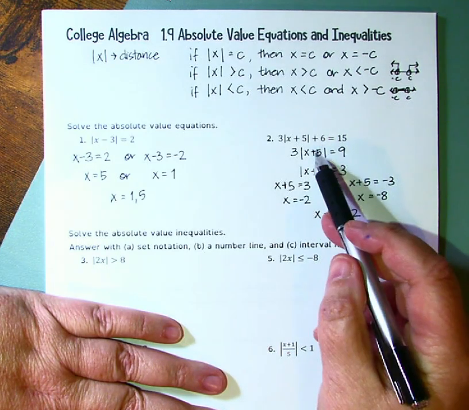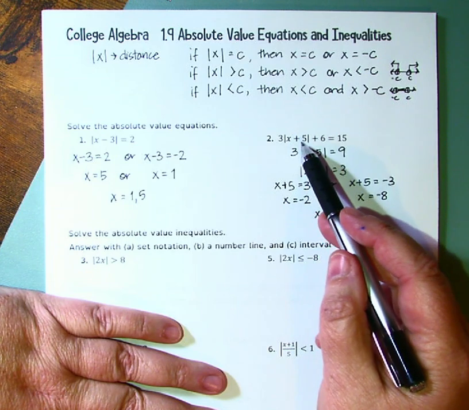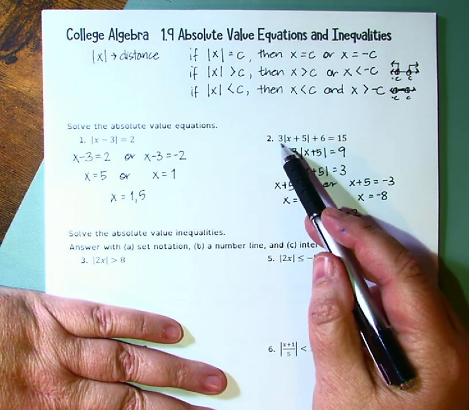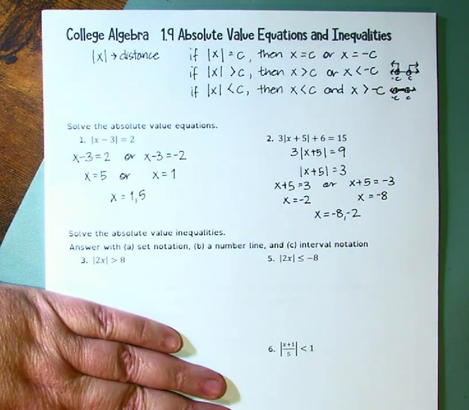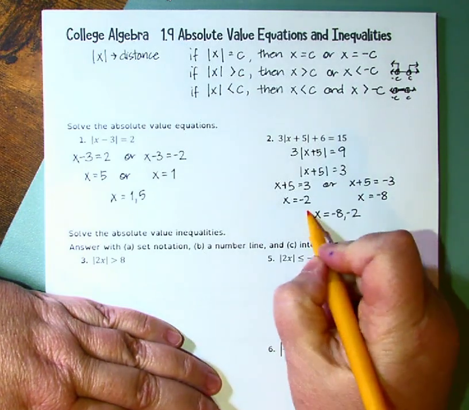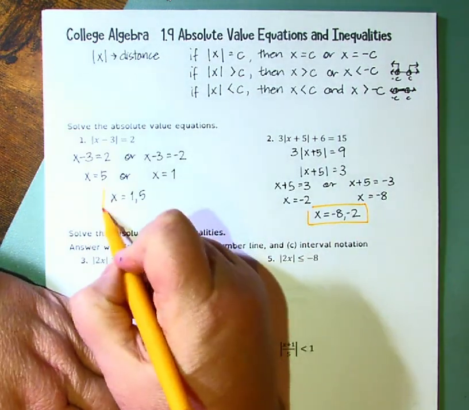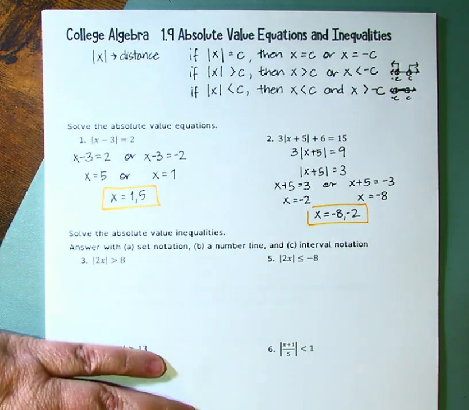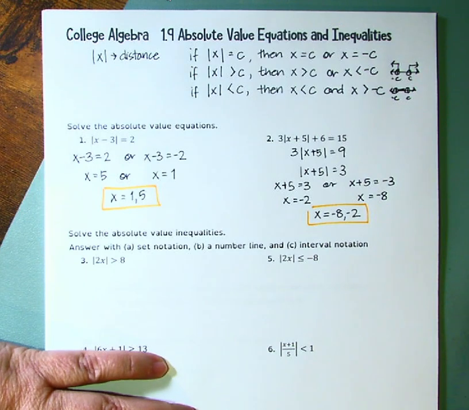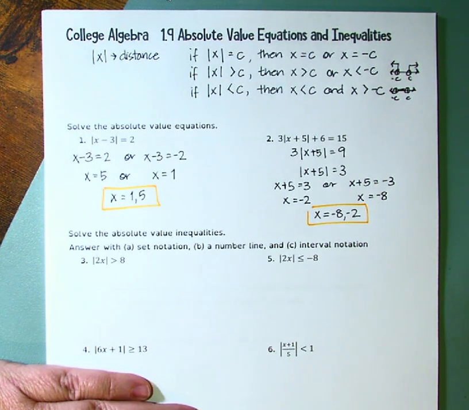If I put in a -2, I have -2 plus 5, which is 3. Times 3 is 9. Plus 6 is 15. So I do know that this one is also correct. And I got a correct answer here, and I got a correct answer here. Put them in the box. All right. Okay, let's try a few with inequalities.